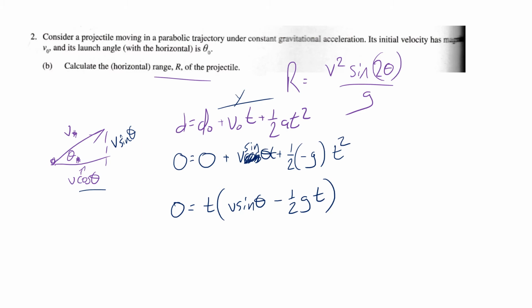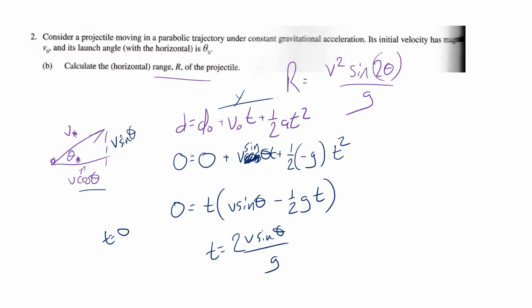One solution is, hey, t is equal to 0, but we don't really care about that one. So we're going to solve for the other one. So t is going to equal, boom, put it over there. So v sine theta over g, 1/2 down there. So we'll put the 2 up top. So this is the time it takes. All right, remember that for part D.